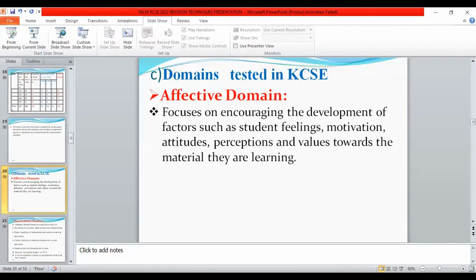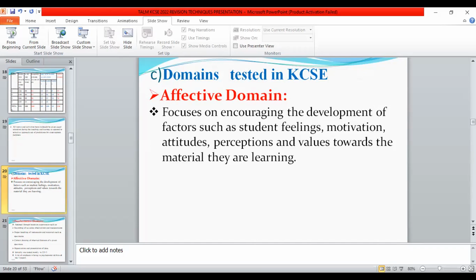However, as teachers, we can know the attitude of the students towards biology by observing the students' behavior, for example, when they are learning. This affective domain is the one that normally focuses on encouraging the development of factors such as students' feelings, motivations, attitudes, perceptions, and values towards the material they are learning.